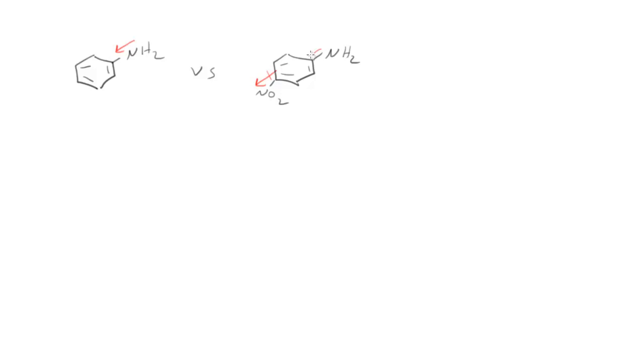What that will cause is even more electron density to be pushed into the ring than would be normally, to offset the fact that the nitro is pulling electron density out of the ring. So because of that, the electron pair on paranitroaniline is even less available than it is on aniline. So this one is going to be less basic than aniline. This one will be more basic.